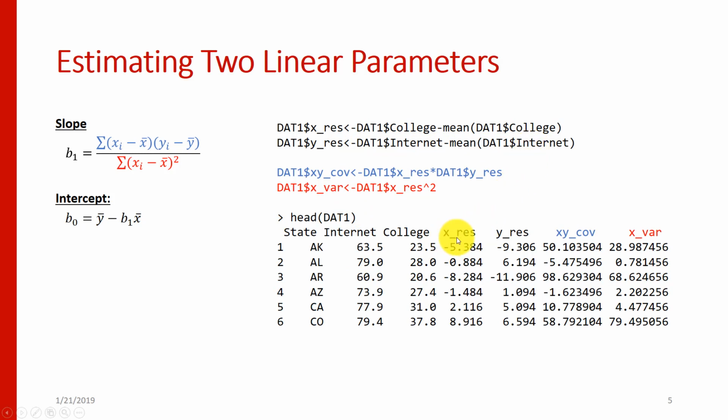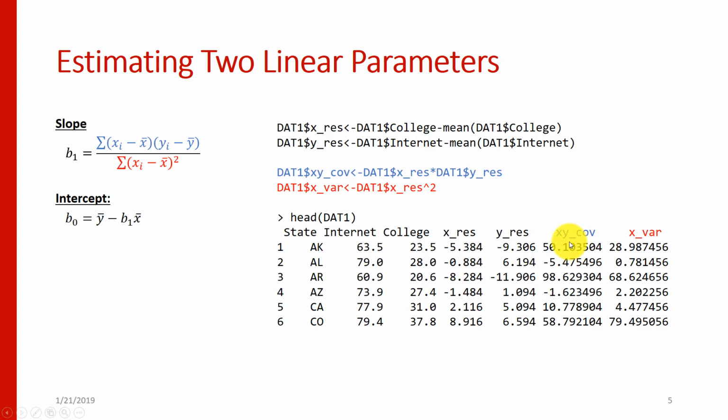And you can see here we have x-res and y-res. And if we just look across at how these co-occur, you can see that we had one that had a below average internet access rate that co-occurred with a below average college graduation rate. And a below average internet access rate here, with a negative residual, went with an above average college graduation rate here. So we have then different products when we multiply those together.